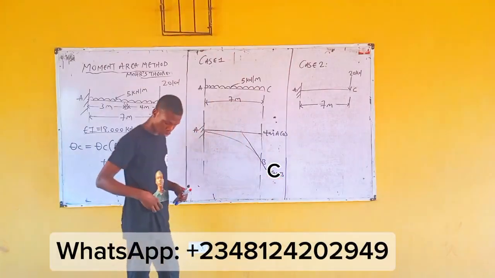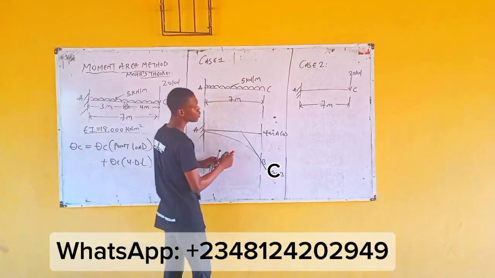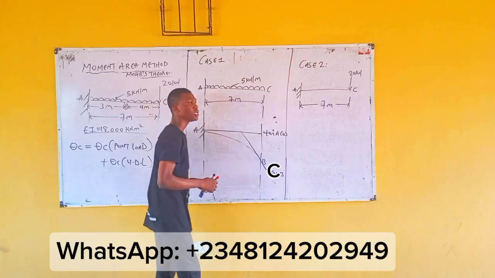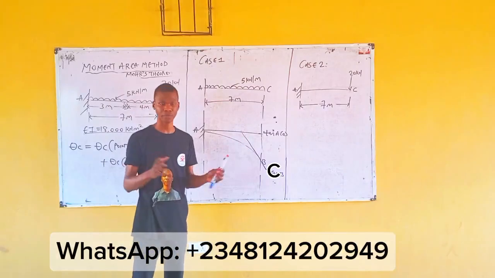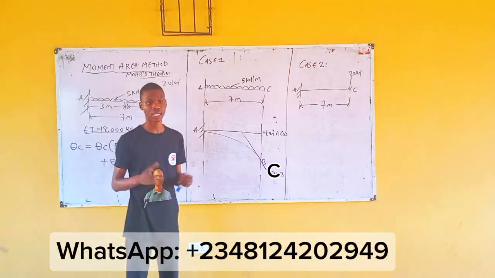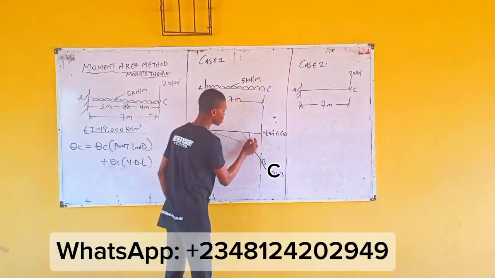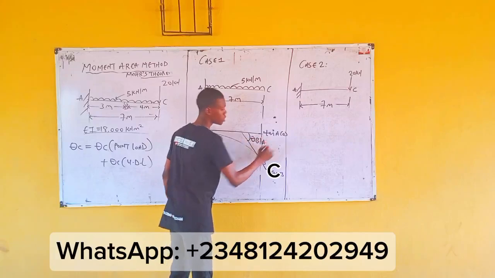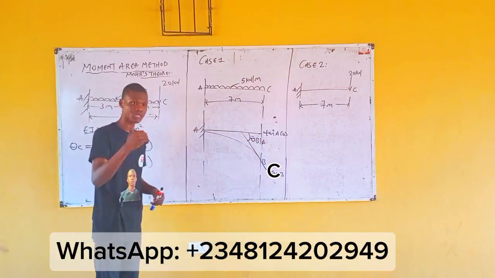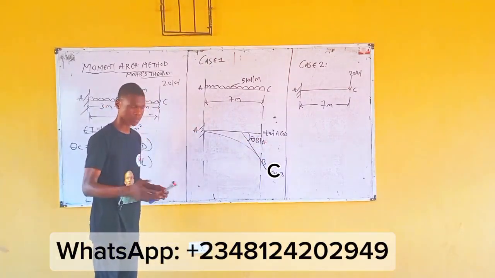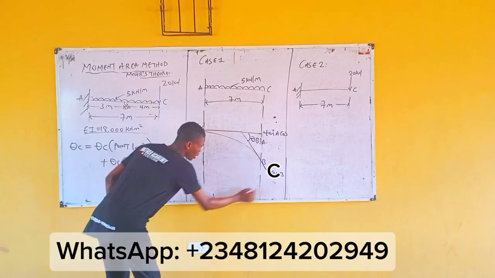This is the tangent at B. You notice that between the tangent at B and A, an angle has been formed, and this angle is theta B to A. You can see that we are replicating what we did previously. Nothing is changing. So from here, I'm done with that.